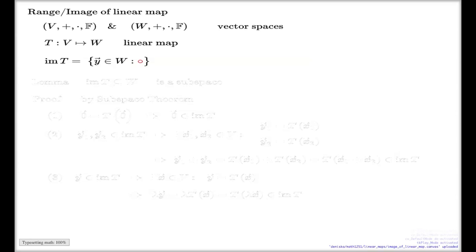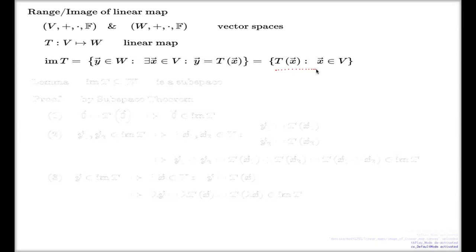These are all the vectors from my codomain, which can be produced as the result of my action of T. So you see what it says here? It's all vectors from the codomain, from W, such that these vectors are the result of action of T on some vector from the domain. Or you can write it shorter. It's all possible T of x where x runs across V. It's two different ways to write this. Essentially, it's an identical way.